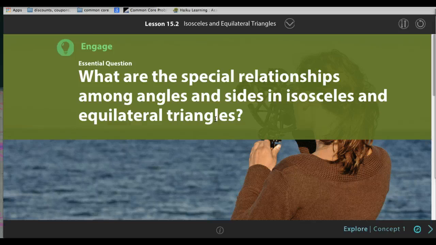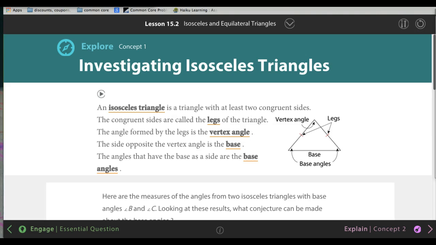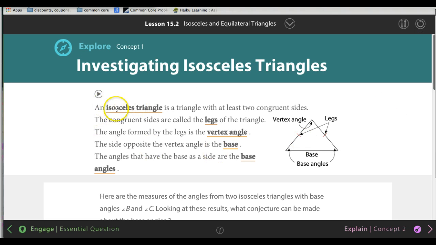Okay, this video is just a video. You can try your best to learn from it, but I know you learn better when I'm standing next to you. All right, so essential question, what are the special relationships among angles, blah, blah, blah. Okay. So, I know you already know this, but the textbook thinks you forgot. So what is an isosceles triangle?